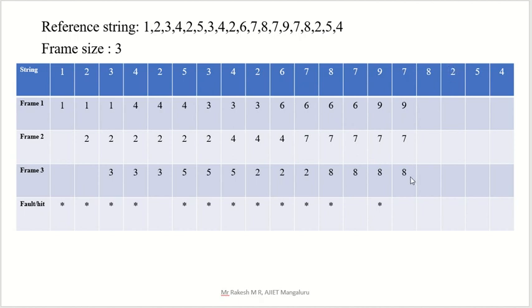Then 8. 8 is there. That is also a page hit. That entry is there. Then 2. We have to replace for that. Which one do we replace? 9, 7, 8. Here we have 8, here we have 7, here we have 9. Out of these 3, 9 was last asked. So 9 we have to replace with 2. So 2, 7, 8.